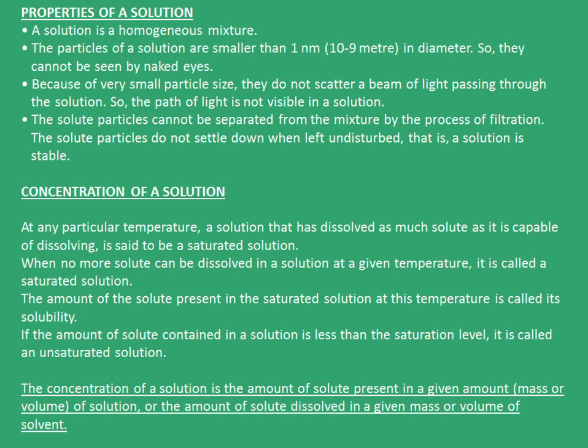Now let's see some properties of a solution. A solution is a homogeneous mixture. The particles of a solution are smaller than 1 nanometer, that is 10 raised to the power of minus 9 meters in diameter. So, they cannot be seen with our naked eyes. Because of very small particle size, they cannot scatter a beam of light passing through the solution. So, the path of light is not visible in a solution.